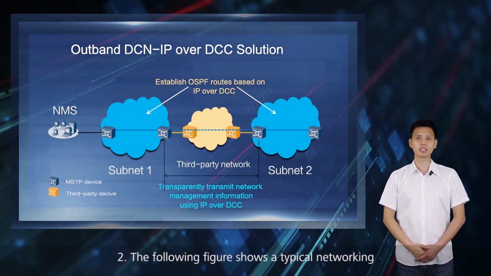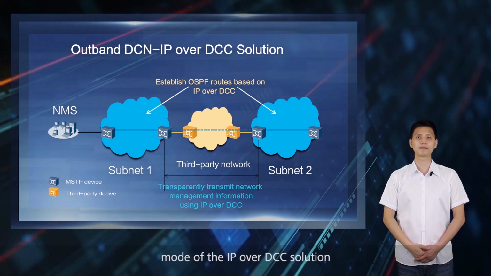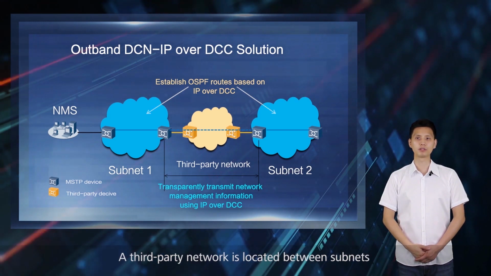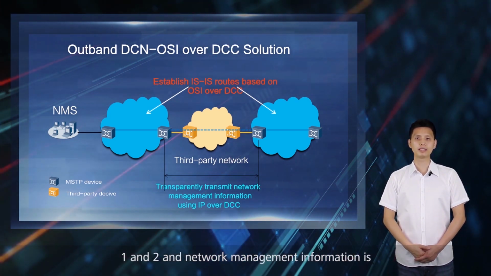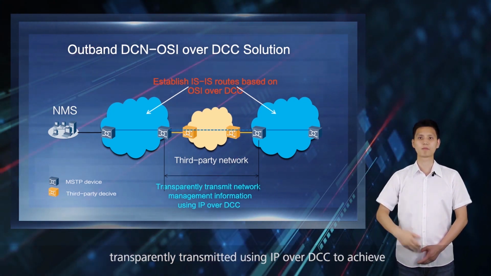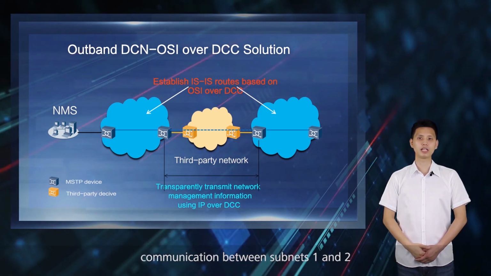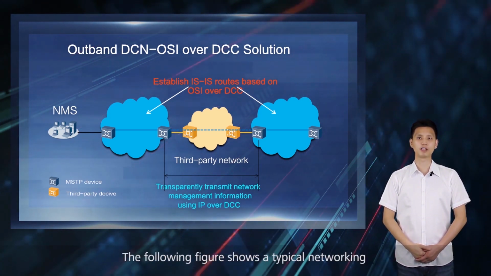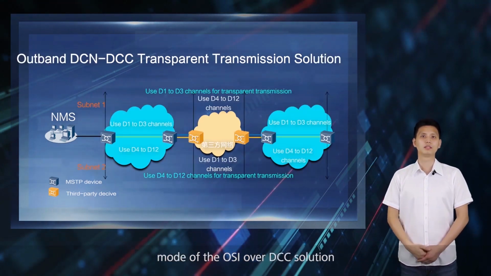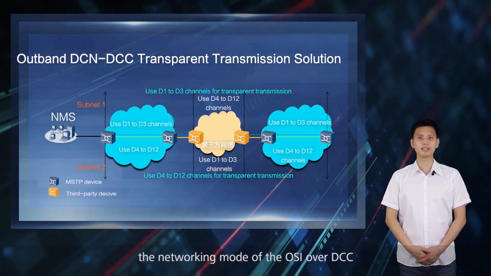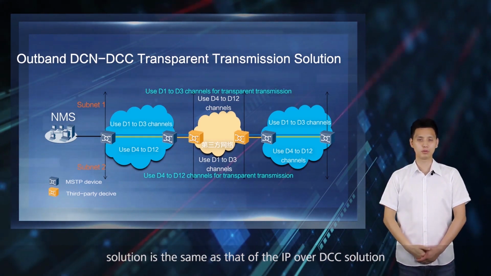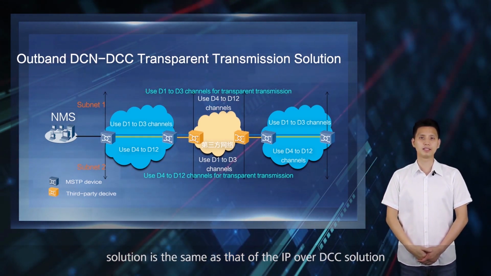2. The following figure shows a typical networking mode of the IP over DCC solution. A third-party network is located between subnets 1 and 2, and network management information is transparently transmitted using IP over DCC to achieve communication between subnets 1 and 2. 3. The following figure shows a typical networking mode of the OSI over DCC solution. Except the used protocol, the networking mode of the OSI over DCC solution is the same as that of the IP over DCC solution.